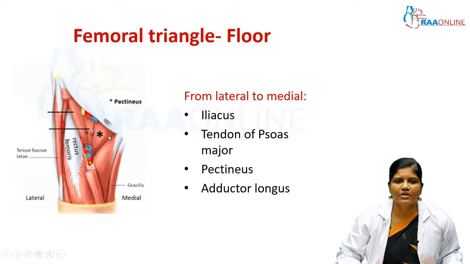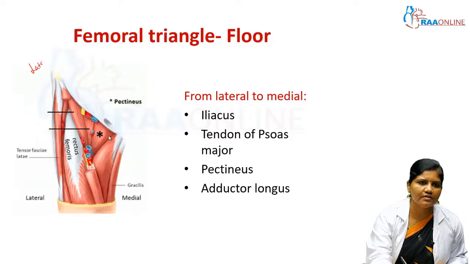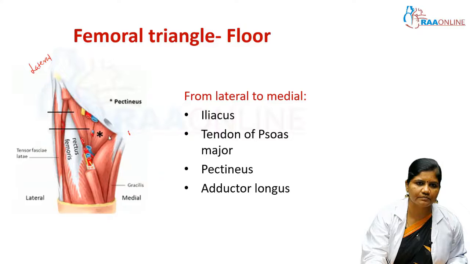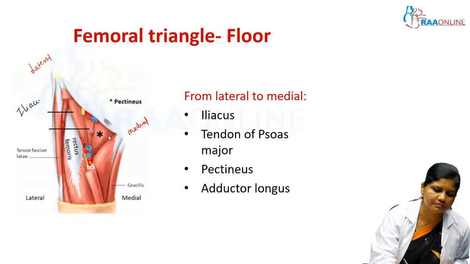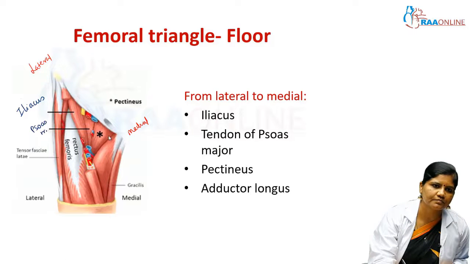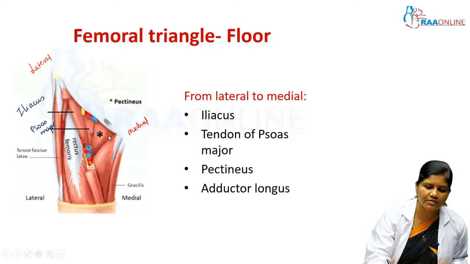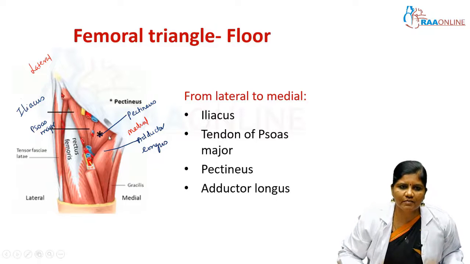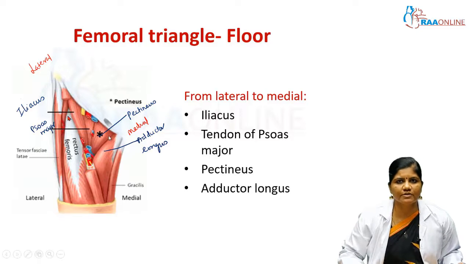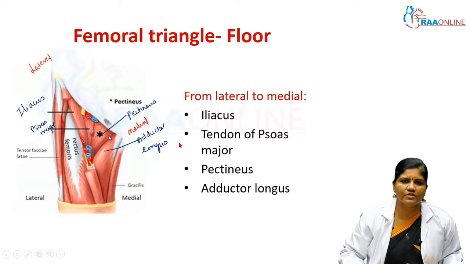Let us see the floor structures from lateral to medial. This is the lateral aspect and this is the medial aspect. The floor muscles from lateral to medial are iliacus, psoas major, pectineus, and most medially adductor longus. So, the floor of the triangle is mainly formed by muscles. There are 4 muscles from lateral to medial: iliacus, psoas major, pectineus and adductor longus. These are the floor muscles.